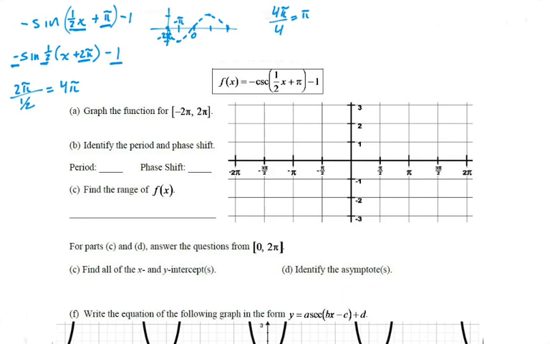Plus pi, 0 plus pi is pi, and then plus pi is 2 pi, which is what you guys said to begin with. So there's our x values. Let's do our y values now. We have a vertical shift of negative 1, which means we go down 1. So instead of the x-axis at 0, it's going to be the midline at negative 1.